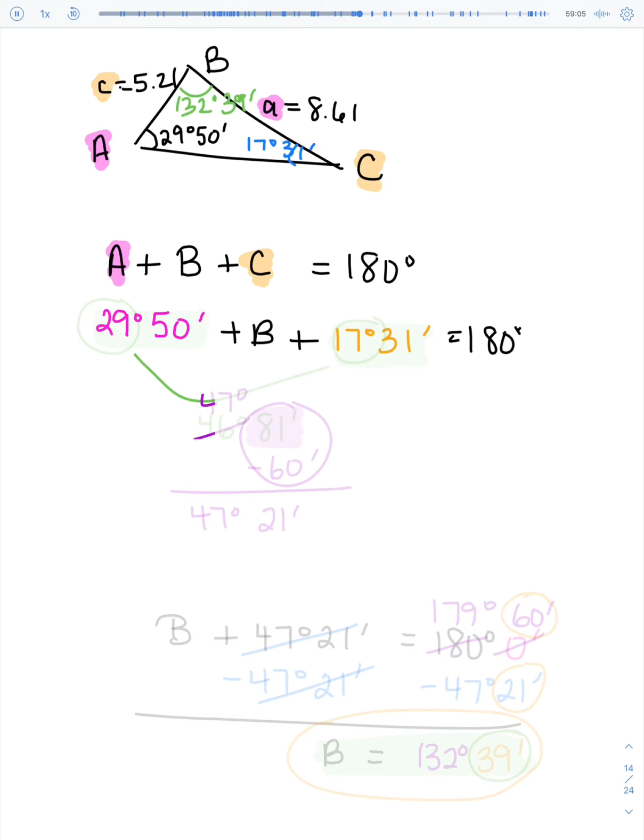So we need to add up what we already do have, which is the 29 degrees and 50 minutes and the 17 degrees and 31 minutes. Well, adding the 29 and the 17 will give you 46 degrees. The problem is adding the minutes. We've got 50 minutes plus 31 minutes, which actually gives us 81 minutes.